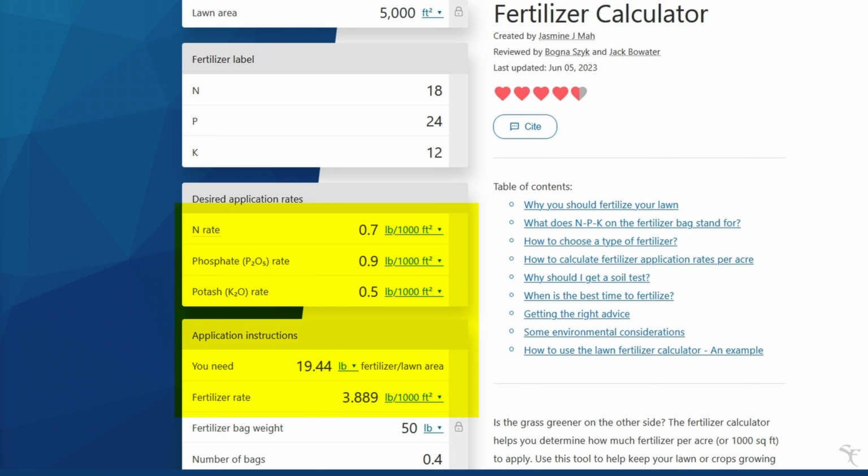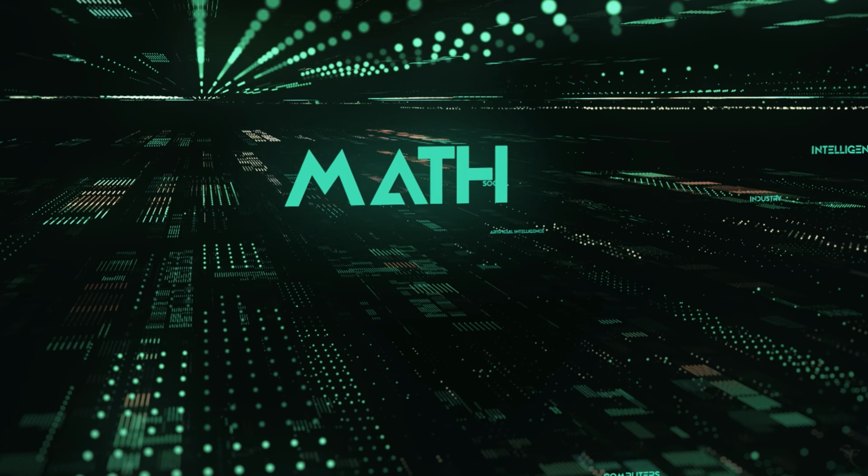Now, something with a higher nitrogen value, and let's just say that we had something that was a 30-0-0, and I wanted a nitrogen rate of 0.7. Wow, with a 50-pound bag, for a 5,000 square foot area, you're looking at 11.67 pounds of fertilizer. For me, I'll probably just round that down and do 10 pounds, break that bag up into 5, and I'm going to get 5 applications out of that one bag. I don't think there's a need to over fertilize.